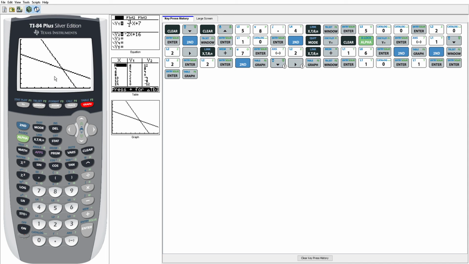If you need to rewind the video to practice this, it's a good idea to practice and unleash the power of your calculator.